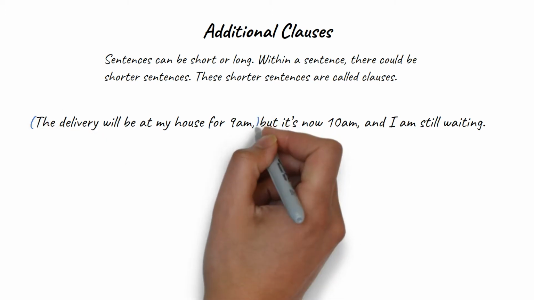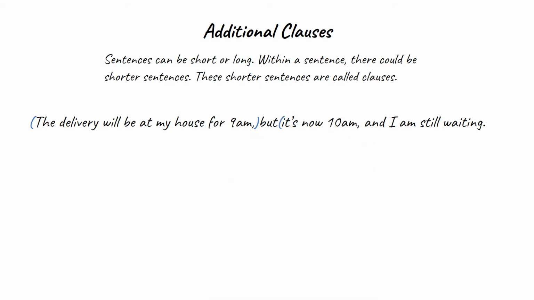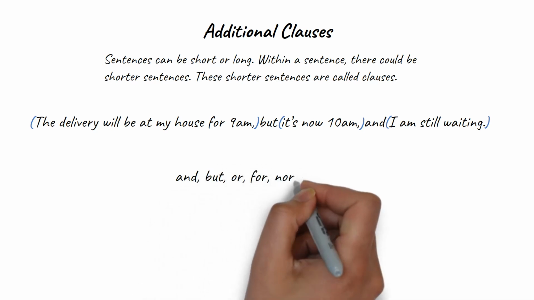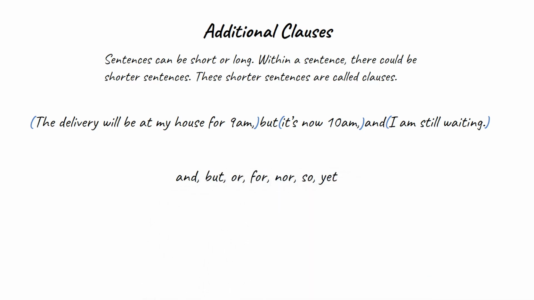The delivery will be at my house for 9 a.m. It's now 10 a.m. I am still waiting. These clauses are linked with a conjunction, but, and. The commas here separate each clause. Usually, you put a comma before coordinating conjunctions. There are 7 of them. And, but, or, for, nor, so, yet.